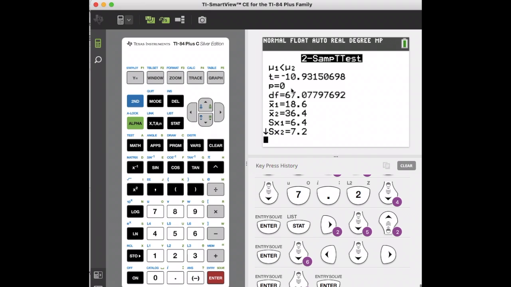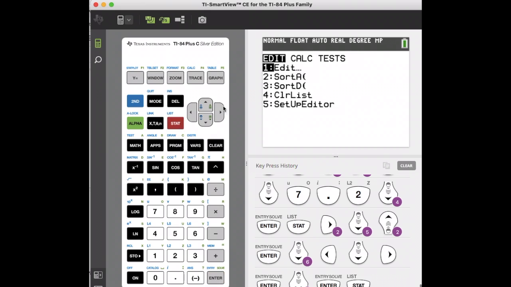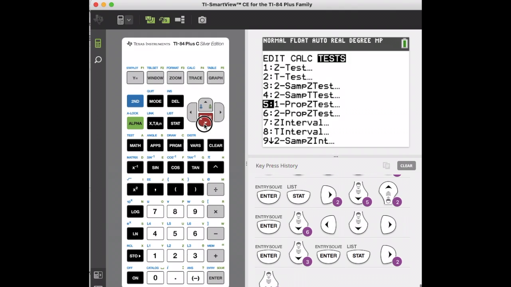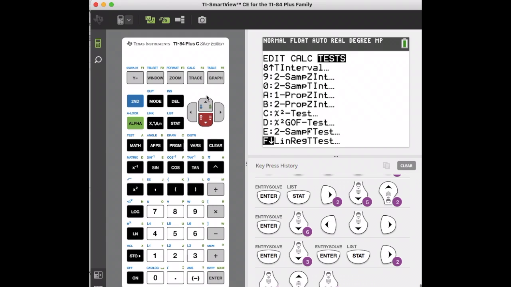I hope this video was helpful in terms of how to break down and use the tests. Other tests that we'll be looking at in the future, I'll make future videos for, will be chi-squared test and chi-squared goodness of fit test, which we just haven't got to yet.